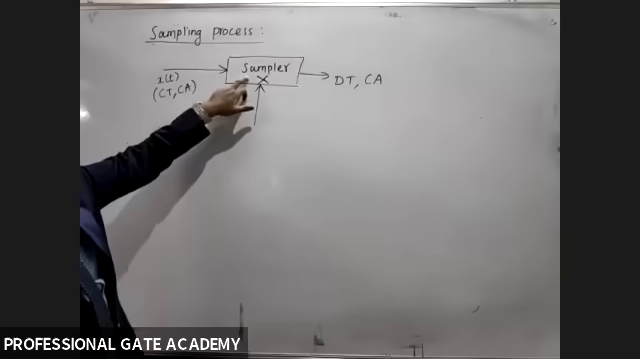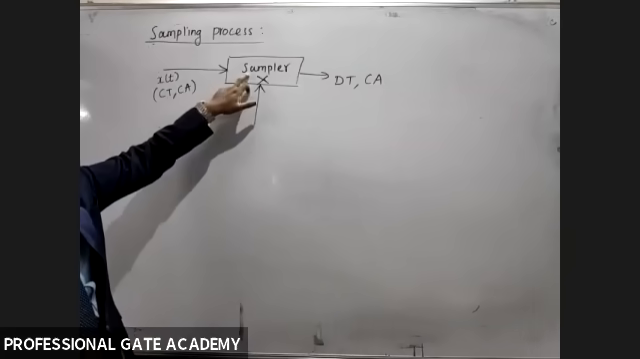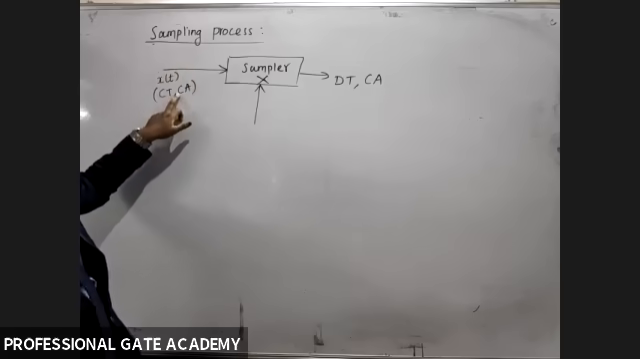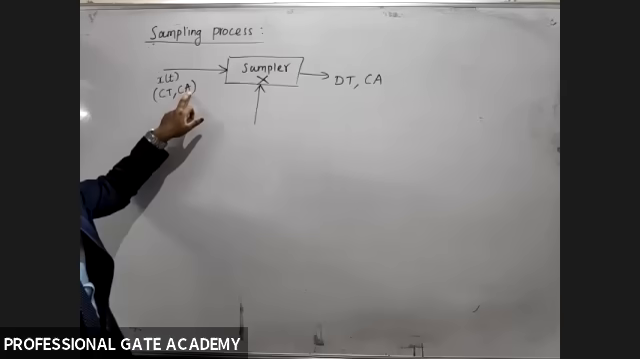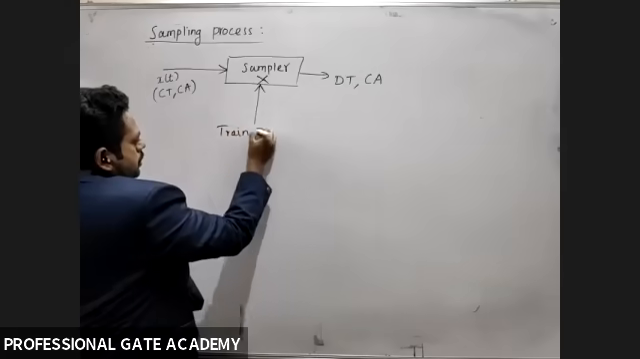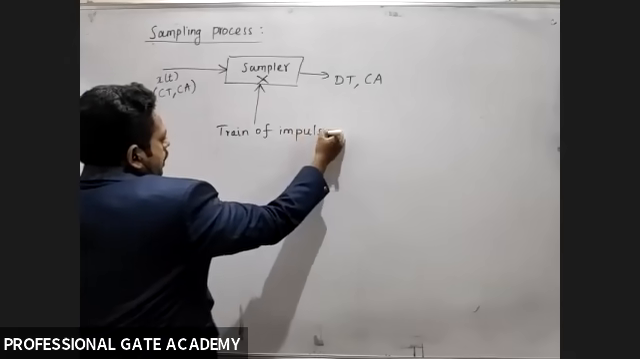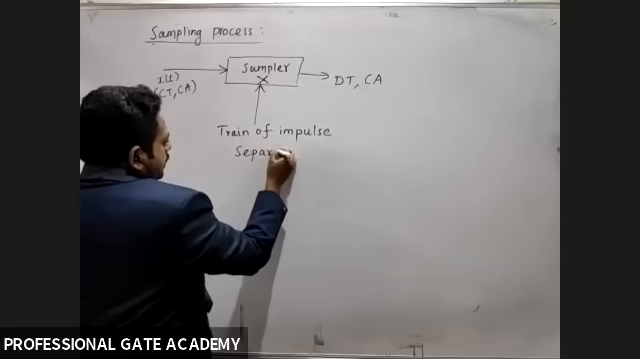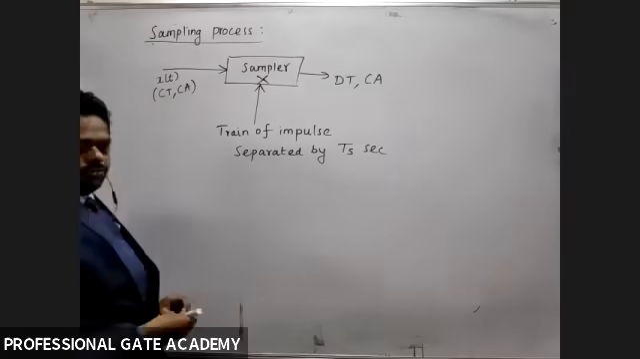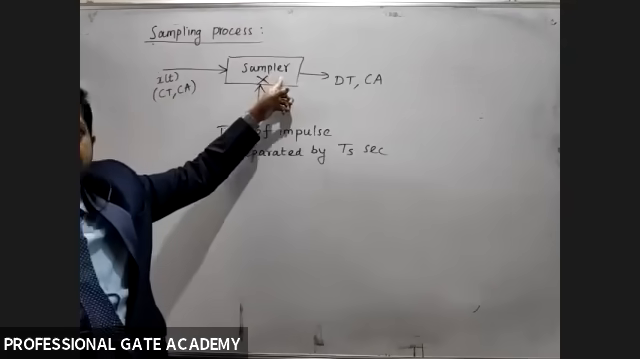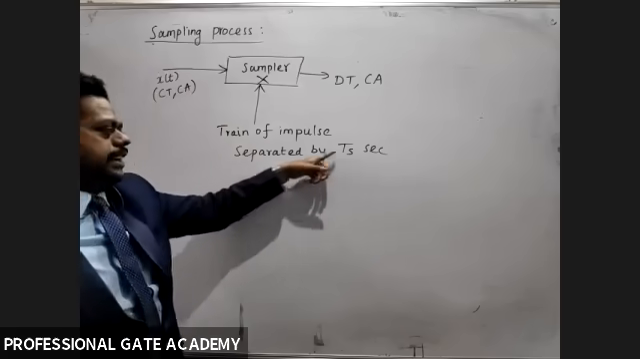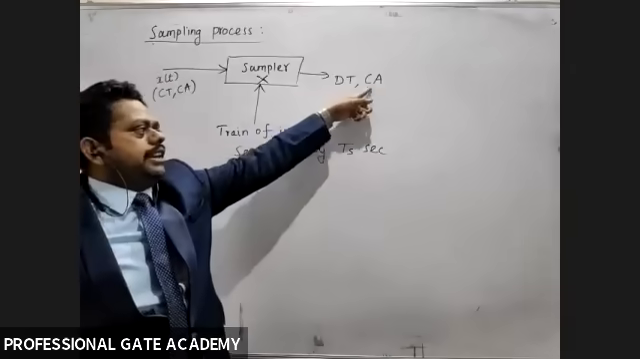The sampler is a multiplier. For a multiplier, what is the minimum number of inputs needed? Two. One input is the sampler input, the analog signal, continuous time, continuous amplitude. What is the other one? The other one is a train of impulses separated by Ts seconds. So the sampler is a multiplier used to multiply the analog signal with a train of impulses separated by Ts seconds. Then the output is discrete time, continuous amplitude.